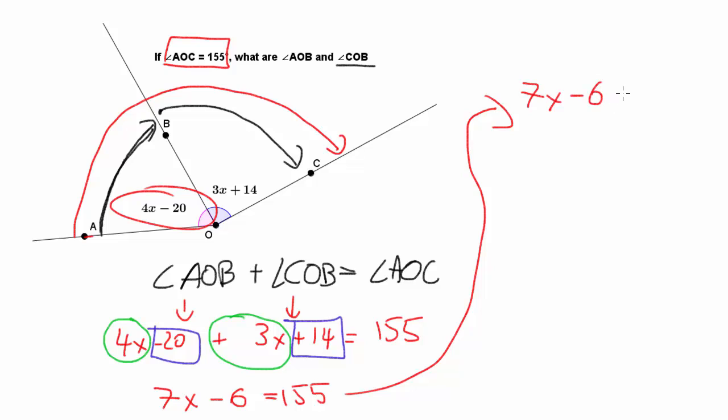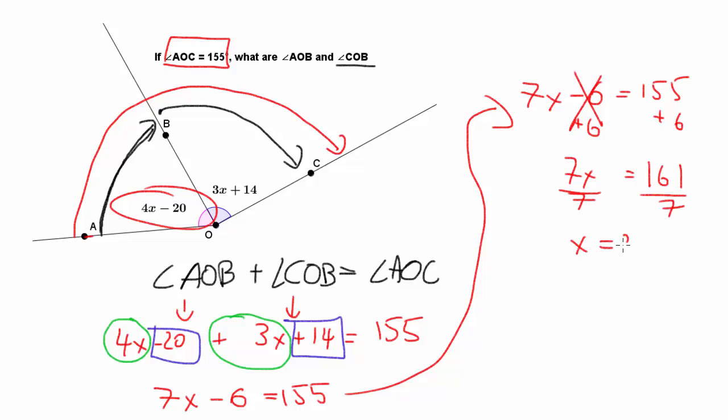Now that we have 7x minus 6 equals 155, all we have to do is add 6 to both sides, which gives us 161. This of course cancels out and we just drop down the 7x. All we have to do as the last part is divide both sides by 7. So divide by 7 and we get x equals 23. For us, this is not the answer yet. All we did is find the variable x, which is 23.